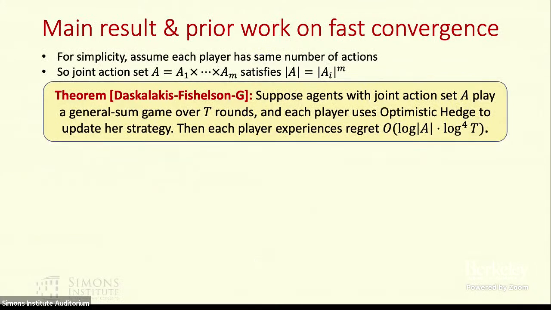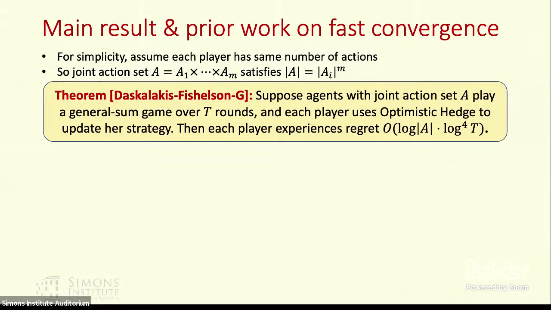Okay, so how much can this regret bound be improved if all agents use optimistic Hedge? Here's our main result. For simplicity in stating things, I'm going to assume that each player has the same number of actions. And so the cardinality of the joint action set is the cardinality of an individual agent's action set to the mth power.